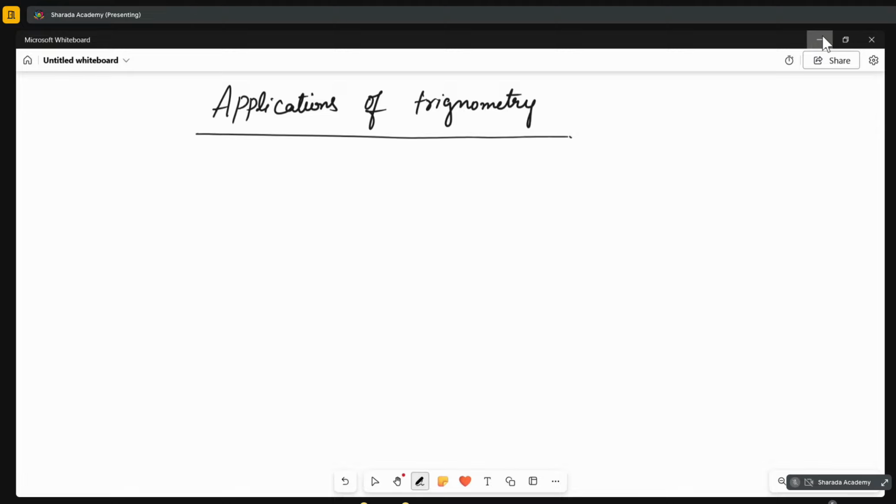Applications of trigonometry, many times they give as a case study, case study plus 2 marks, or one 5-mark question. Most of the time, one 5-mark question will come from this chapter. It is easy to solve. The main key thing is the diagram, you should draw it properly. From the diagram, we'll take sine of an angle, tan of an angle, or cos, something like that. So, depending on the question, we try to solve that.